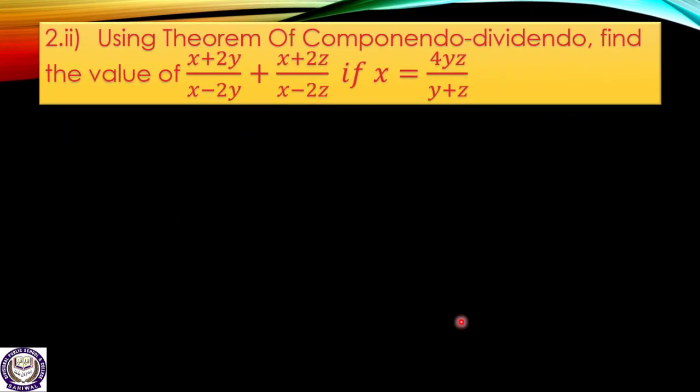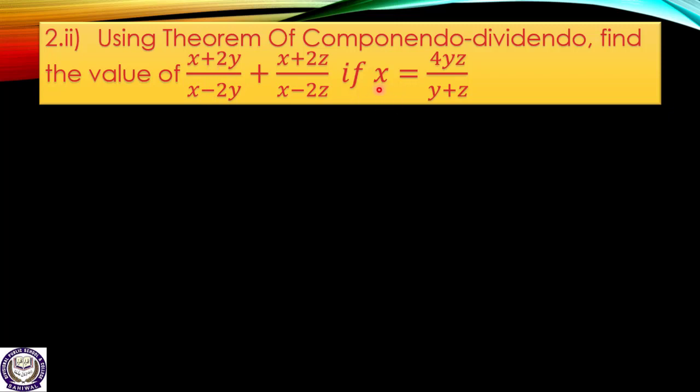Now we have question number 2. Using theorem of componendo and dividendo, we have to find the value of (x + 2y)/(x - 2y) + (x + 2z)/(x - 2z) if x is equal to 4yz over y + z. Before starting the solution of this question, we have to understand the statement. We are given x is equal to 4yz over y + z, and we have to find the value of this expression.